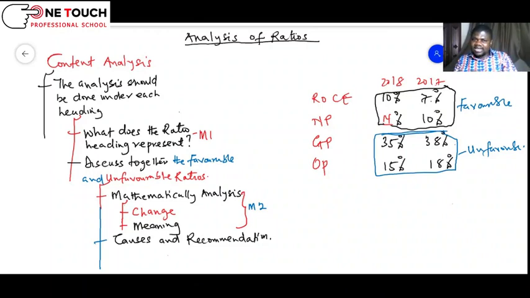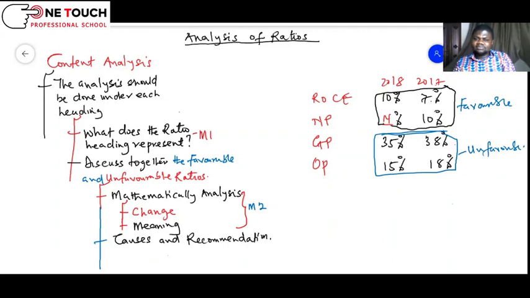Under your content analysis, ask yourself, what does the ratio heading represent? Then after that, under that ratio heading, you pick the ratios that you want to discuss. Which of them is favorable, which of them is unfavorable, you group them. The favorable ones are the ones that show that the entity is doing well. The unfavorable ones are the ones that show that the entity is not doing well. You group them together, because you are going to discuss them together because of time.